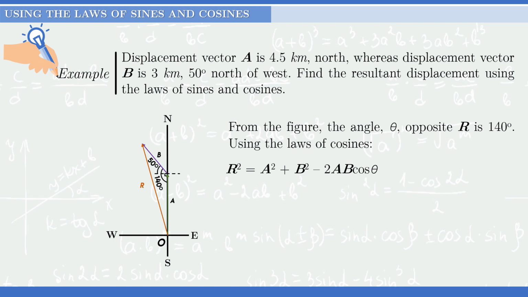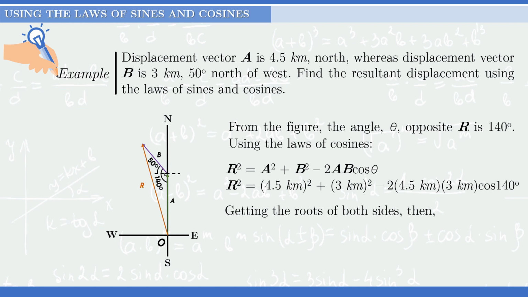Substituting the given values, we have r squared is equal to 4.5 kilometers squared plus 3 kilometers squared minus 2 times 4.5 kilometers times 3 kilometers cosine 140 degrees. Getting the roots of both sides, we have the resultant, which is equal to 7.70 kilometers.